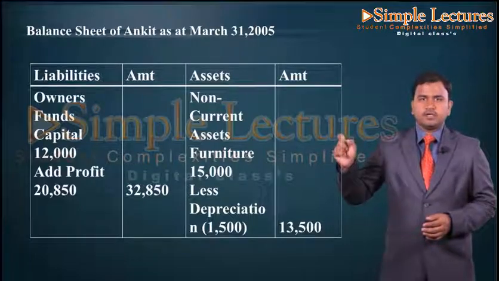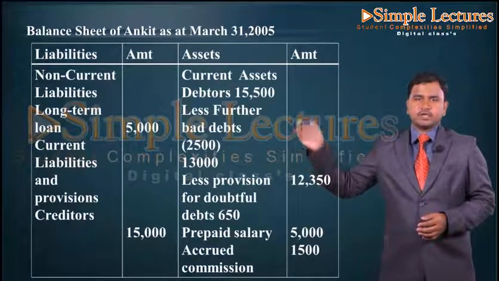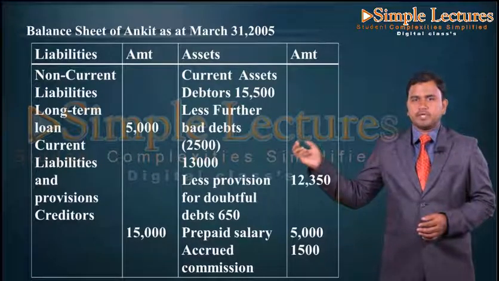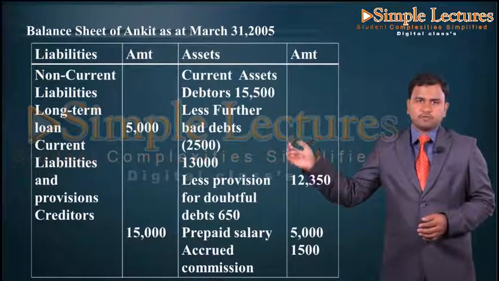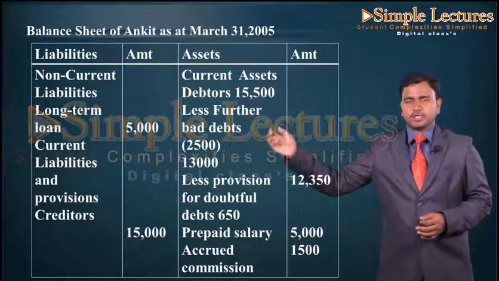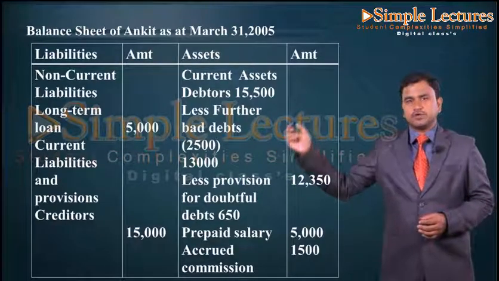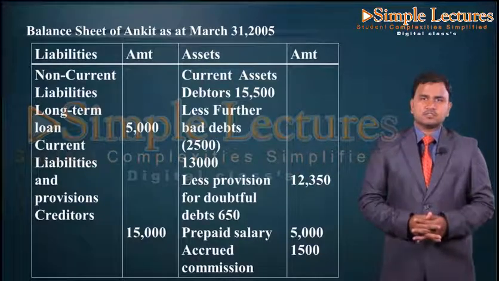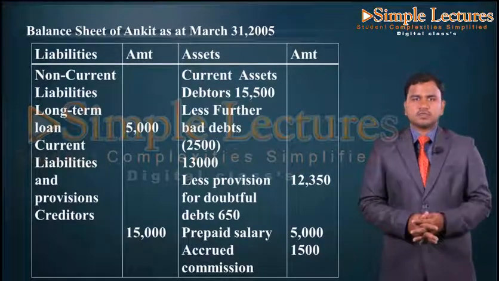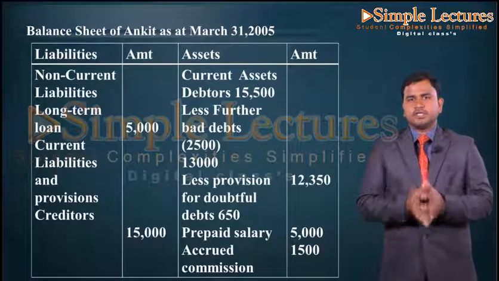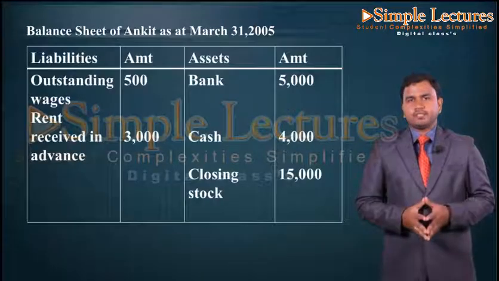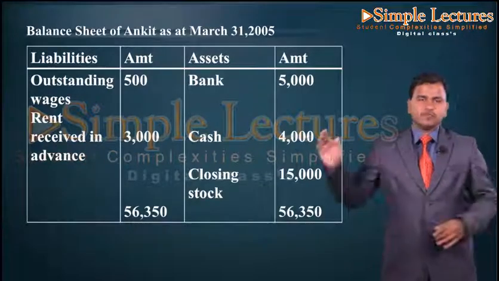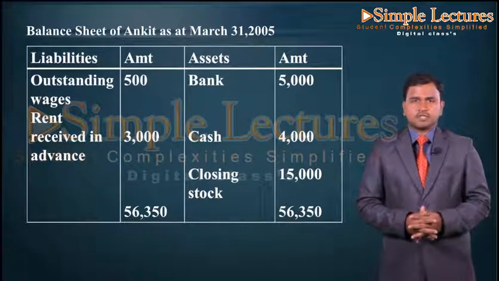32,850. On the asset side, debtors were 13,000. Then from debtors we are going to reduce 650. So debtors 13,000 less provision for doubtful debts 650, then the outer column will be 12,350. So the total debtors now is 12,350. Then the total of the balance sheet will be 56,350 for the liabilities side and 56,350 for the asset side.